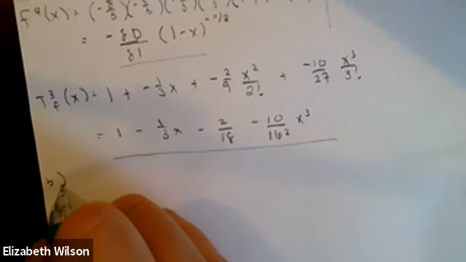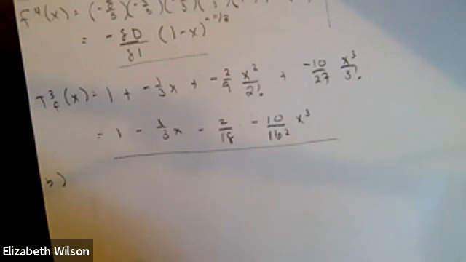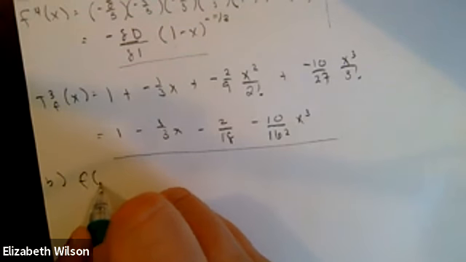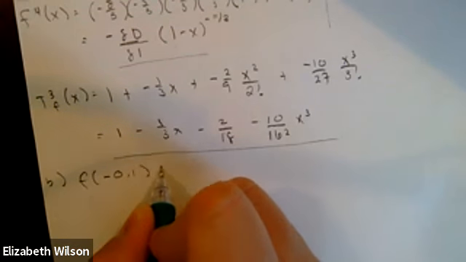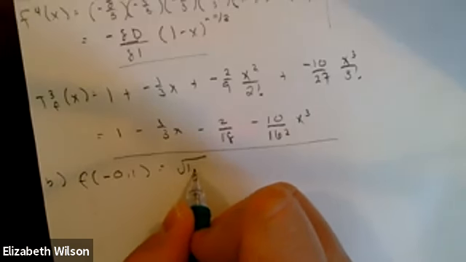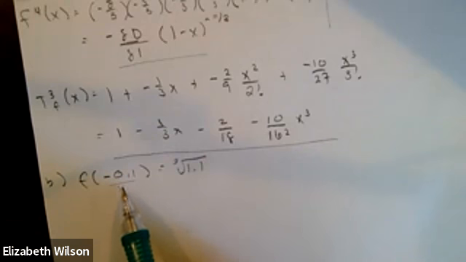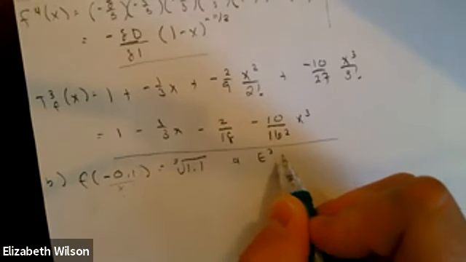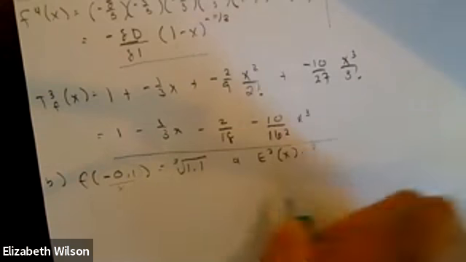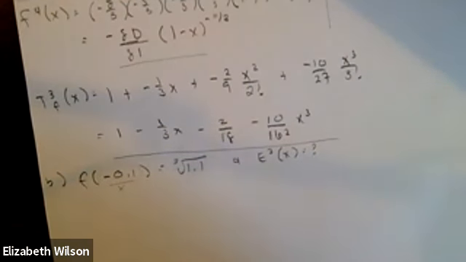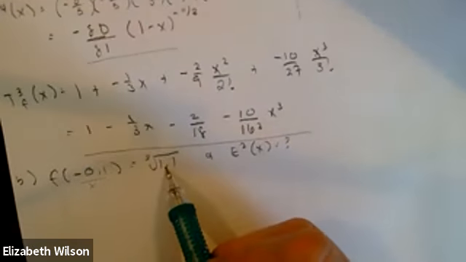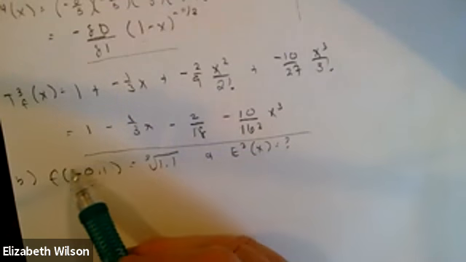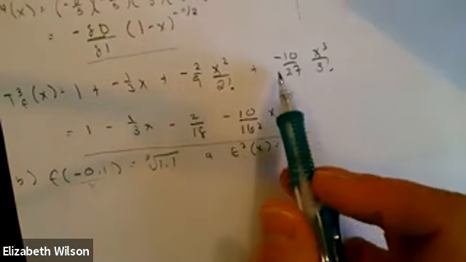So part B says, use your answer in part A to estimate f of minus 0.1, which is equal to the cube root of 1.1. They're telling you what x is equal to, so my x is equal to minus 0.1. And then we want to be able to find a reasonable upper bound, E2, because we're basically doing part B and part C like we did in other exams. This first part says I'm going to plug minus 0.1 into my equation here.